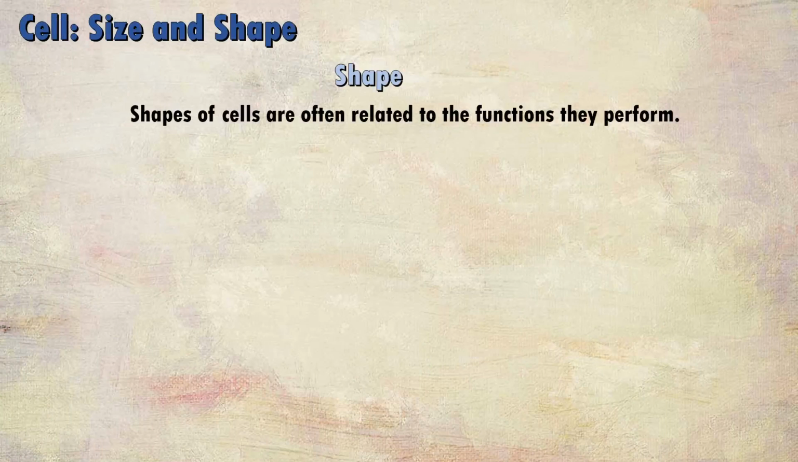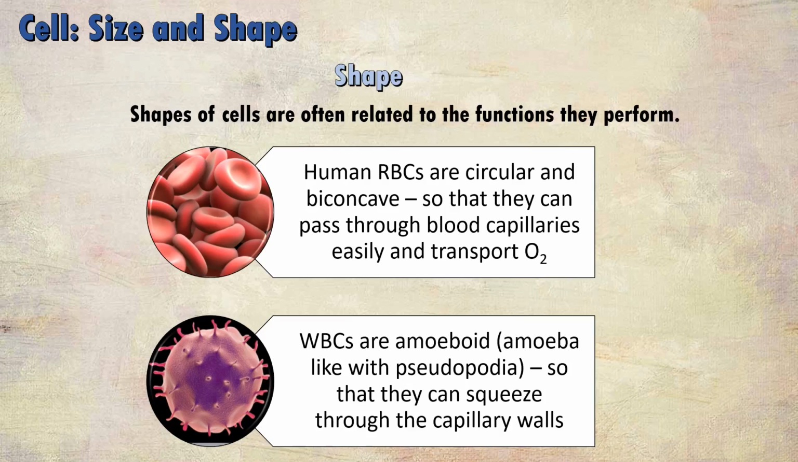Alright, let's move on to cell shapes. Shapes of cells are often related to the functions they perform. Let's take human red blood cells for example. These are circular and biconcave so that they are able to pass through capillaries easily and transport oxygen to our various organs. White blood cells, on the other hand, are amoeboid in shape. That is, they are amoeba-like with an addition of pseudopodia. This shape helps them squeeze their way through capillary walls to reach their destination quickly.